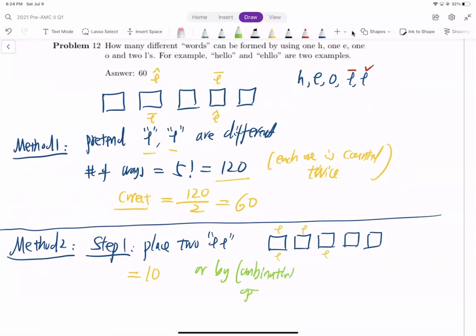So this I put optional. Now, if you know it, then you can use it. If you don't, that's fine. So if you use combination, this will just be 5. From 5 positions, you choose 2 positions to accommodate these 2 identical L's. Because the order doesn't matter, they're identical. So we use 5 choose 2.